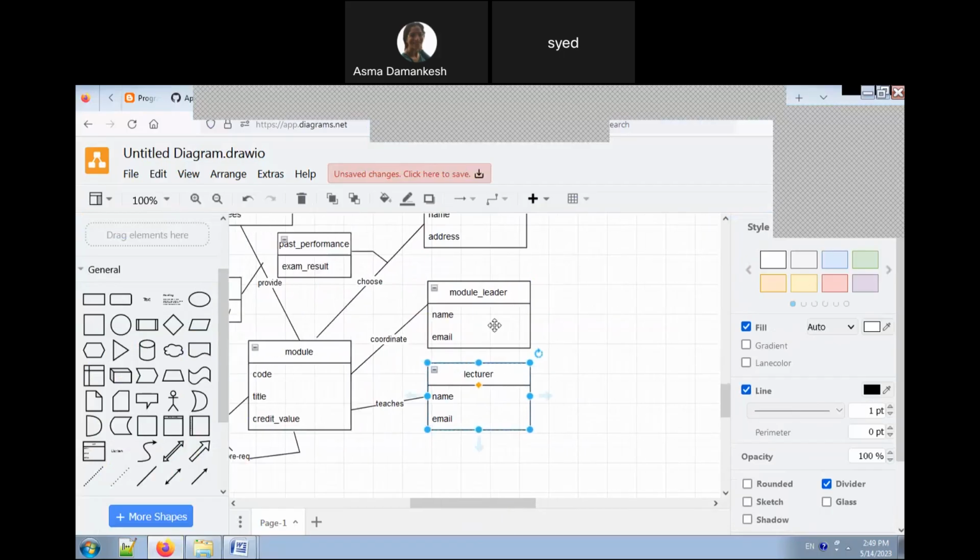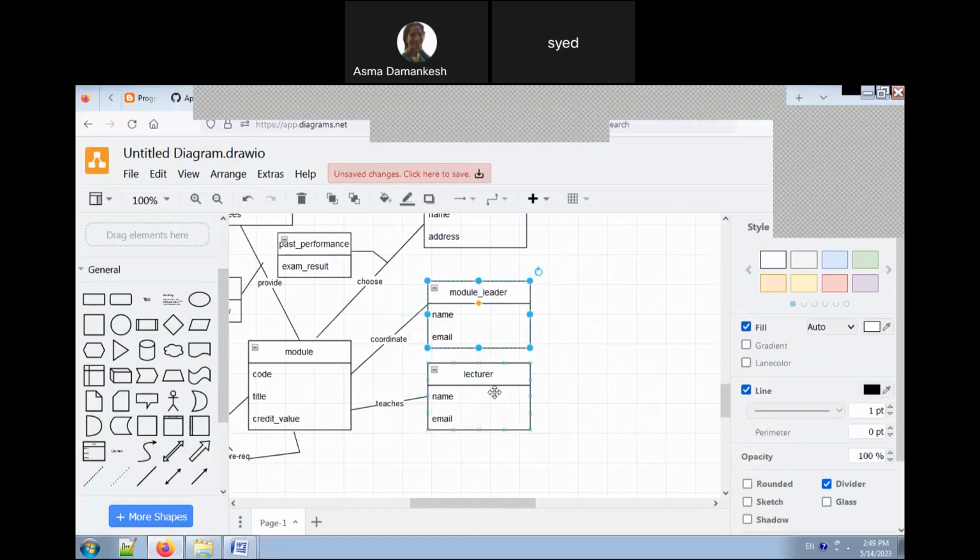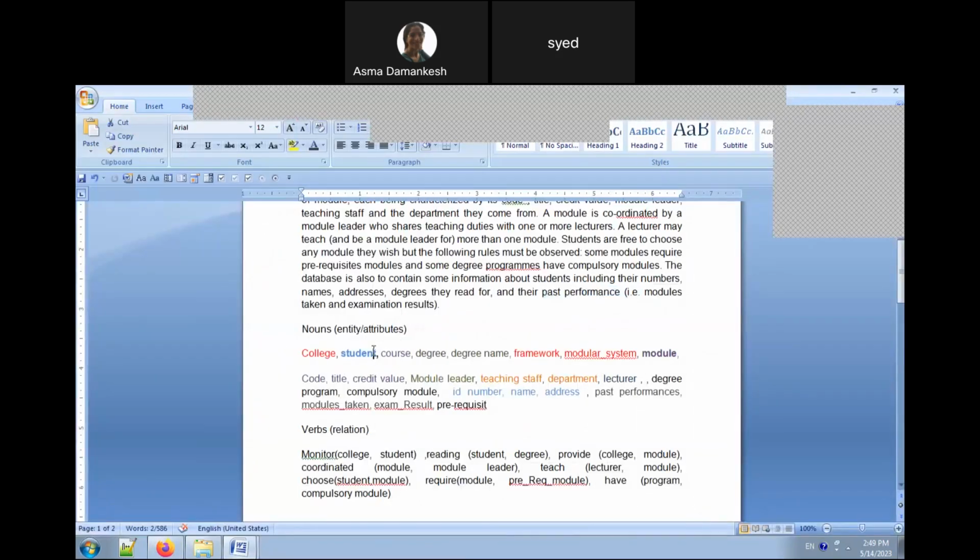Both of them are teaching stuff, no? But I'm not capturing that. I'm not saying that lecturer is a teaching staff and module leader is a teaching staff. I'm eliminating this information, which is wrong. I need to mention these are both teaching staff. How can I do that?